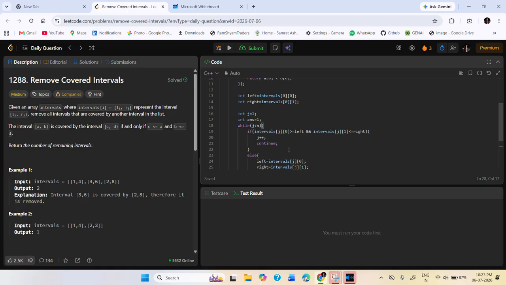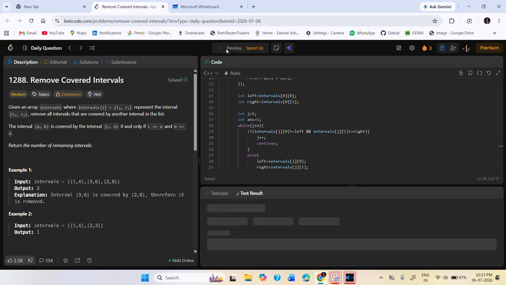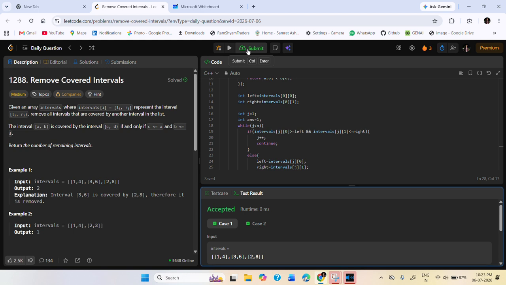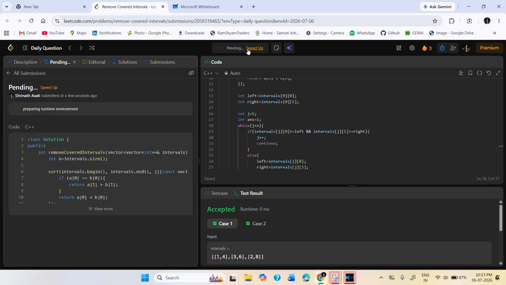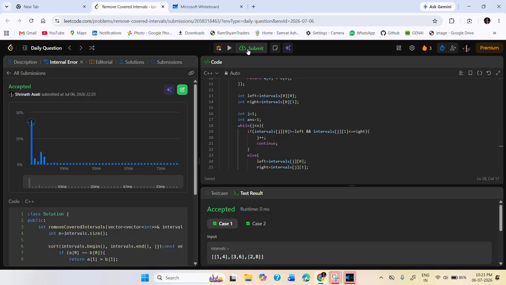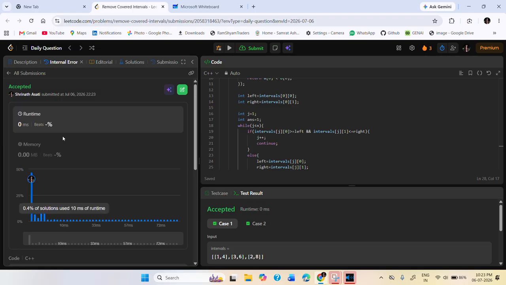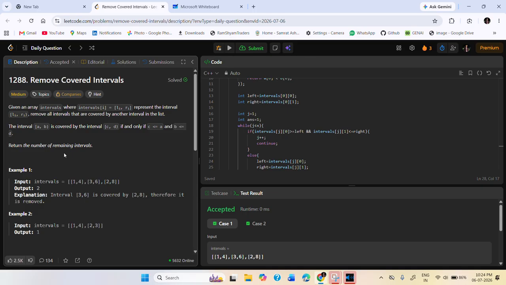So this is the easiest solution, and if you run this code, it is accepted. Let's submit it to check whether it passes all the test cases or not. As you can see, it passes all the test cases. I hope you got my point, and this is the easiest solution I can make for you. This is an O(n log n) time complexity solution, which can also pass the updated version of this question.